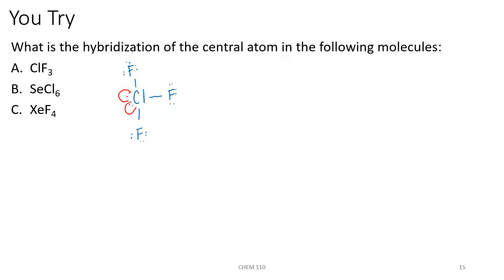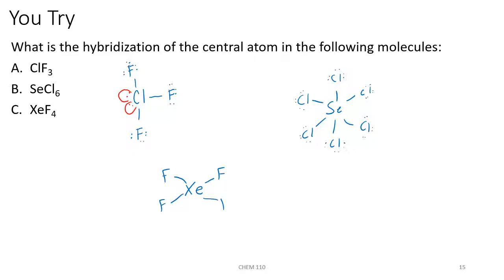SeCl6 is going to have 6 chlorine atoms surrounding it, and all of their octets would be completed, to give us the correct number of valence electrons. And for XeF4, we're going to have 4 fluorine atoms that would be in the plane surrounding our central atom, and there would be a lone pair of electrons on the top, and there would be a lone pair of electrons 180 degrees across from it on the bottom.